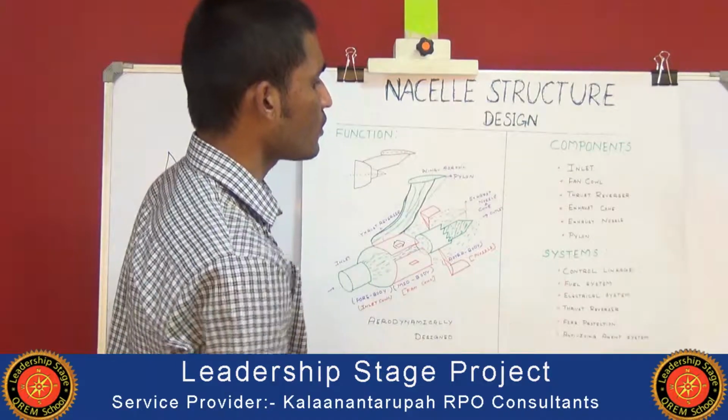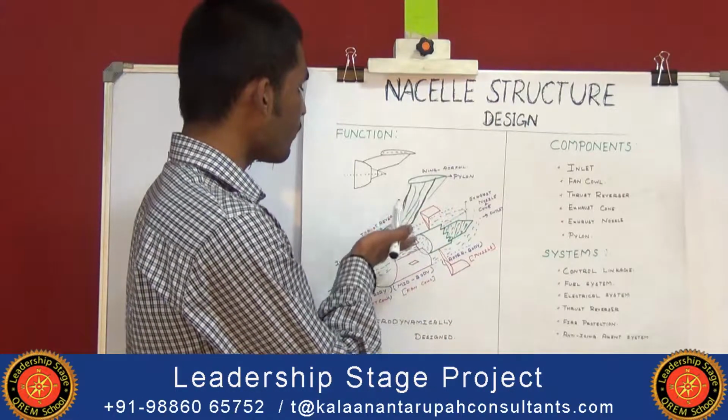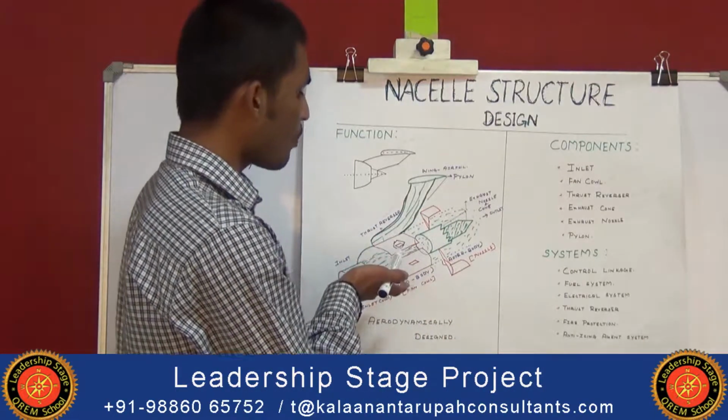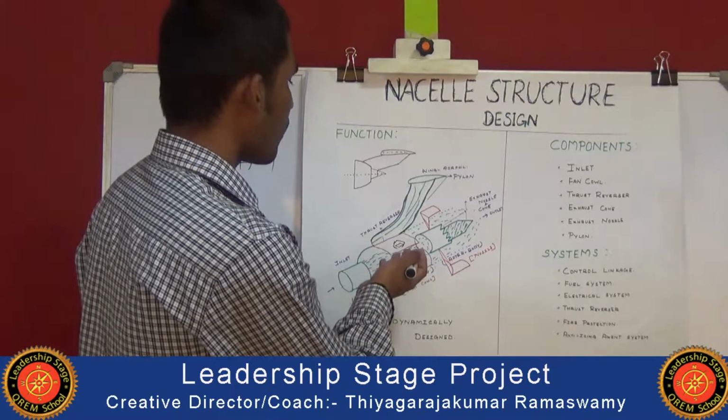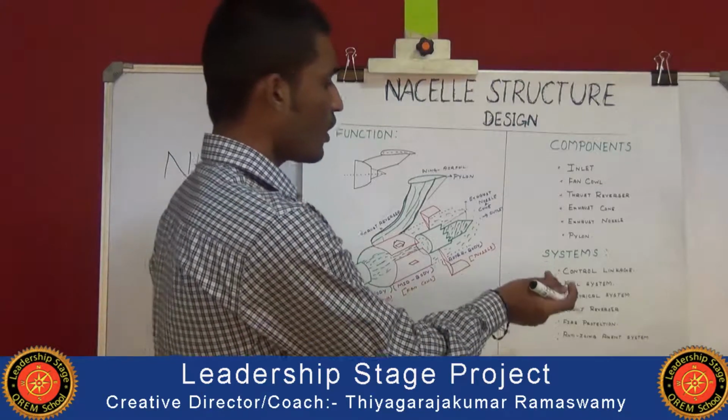And next one is electrical system. Electrical system is the housing of wiring within the engine for the operating of the engine, and the wiring involved in the pylon structure. These are all concerned with the electrical system.